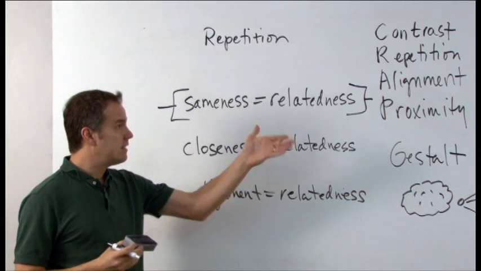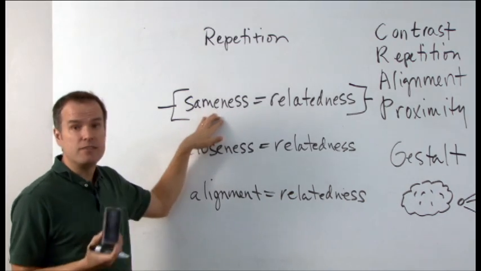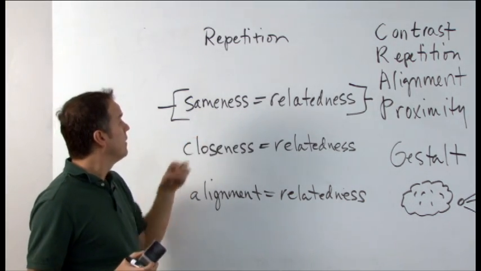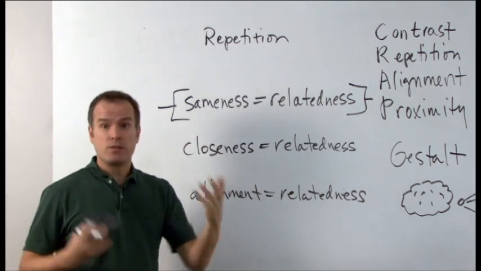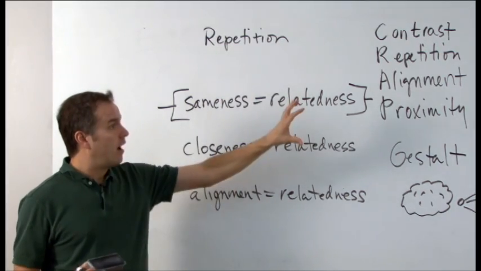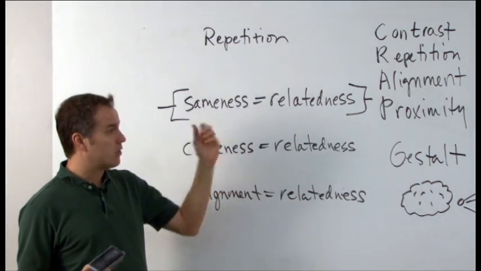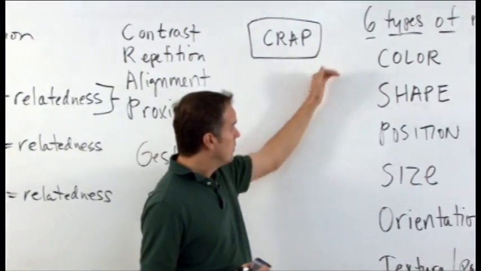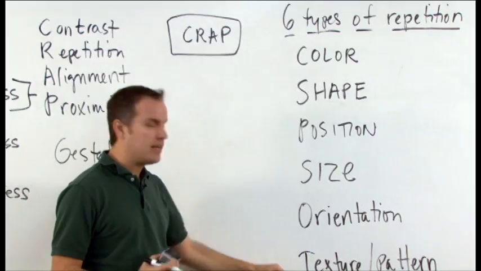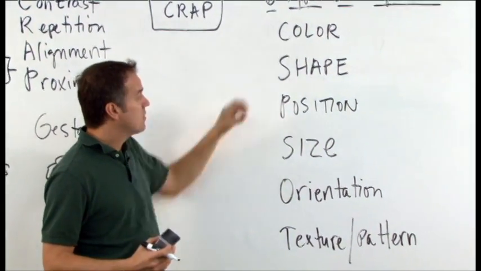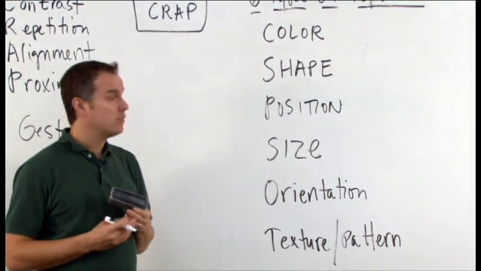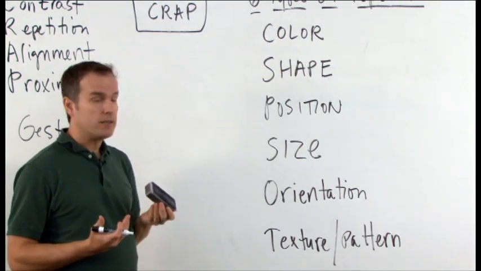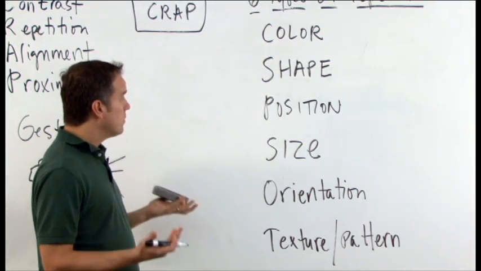There are 6 types of repetition, 6 different ways in which we can show a kind of sameness among elements on the page or on the screen. And those are color, shape, position, size, orientation, and texture or pattern. So again, let's take each of these in turn and try to understand them a little bit better. The first is color.